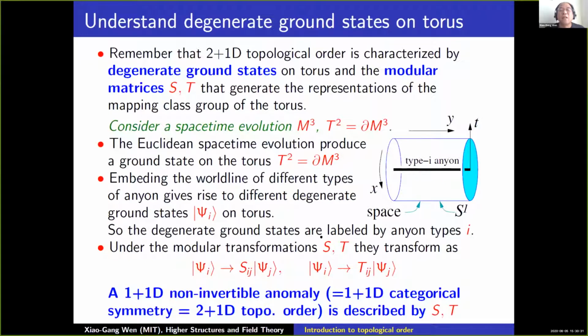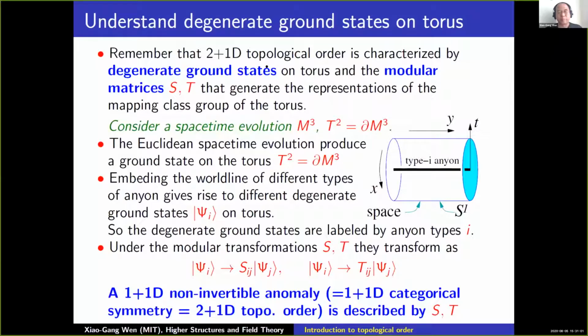To really go into that direction, let's remind ourselves that a 2+1D topological order is characterized by degenerate ground states, or in more detail by the modular matrices. This is a representation of the mapping class group of a torus. Here I want to explain in a little more detail how to understand the degenerate ground states from the categorical point of view.